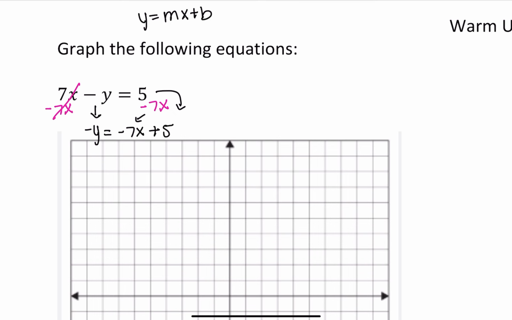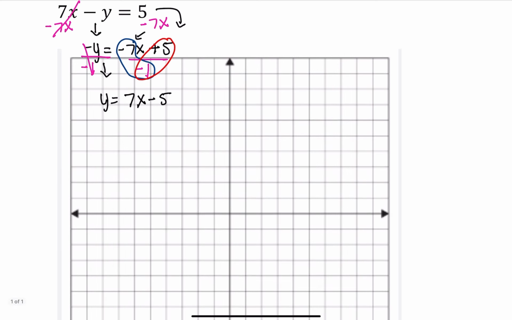Then from here, I divide by the number in front of y because we're multiplying. Inverse of multiplication is division. Then what I'm going to do is divide these two numbers and put it in the calculator, or just negative 7 divided by negative 1 is a positive 7x. And then I'm going to divide these two numbers, which is going to be a negative 5. So now that is going to be my slope-intercept form.